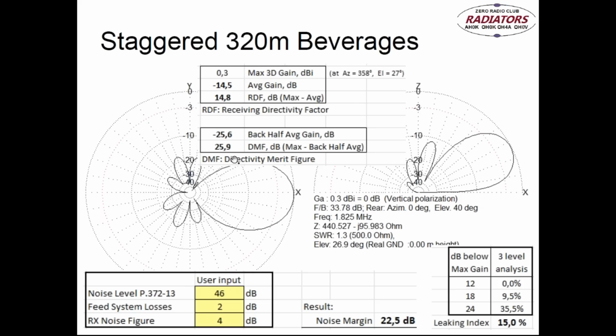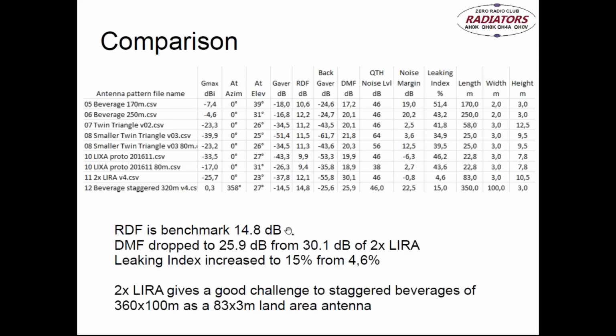Remember what we just got for 2 times this Lyra? It was better. And the leaking index was 1/3 of this. So the RDF is now a benchmark. So this wins over the single 250 meter long beverage there. So RDF is now more, 2 decibels better, nearly 2.5. But now if we look at the DMF, the Lyra is better. If we look at the leaking index, the Lyra, or 2 times Lyra, is much better. So this 2 times Lyra gives a good challenge for any antenna imaginable that we may try to build.